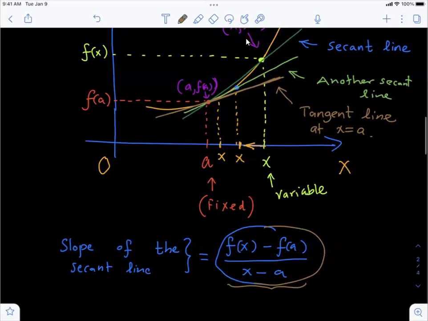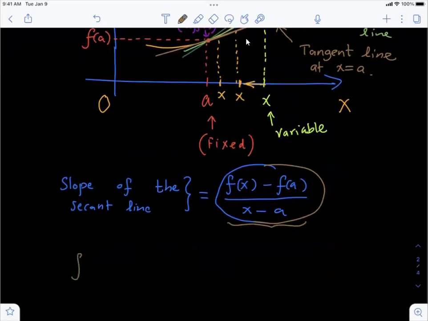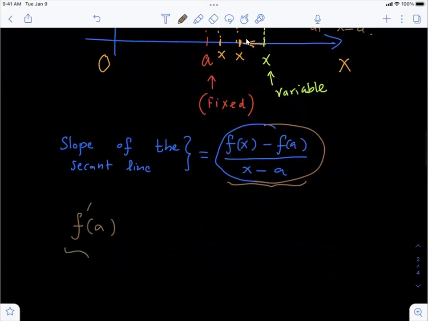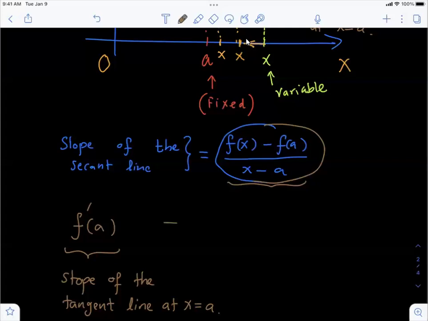So the simple idea is, now when we unwrap this, we can see f prime of a is none other than the slope of the tangent line at x equals a. And that is none other than going through this nice process, right? To get to that, first of all, that's a question. That's the big question that we ask in calculus right at the beginning.